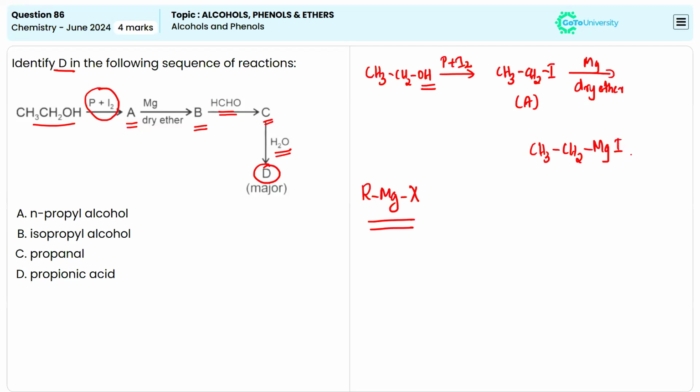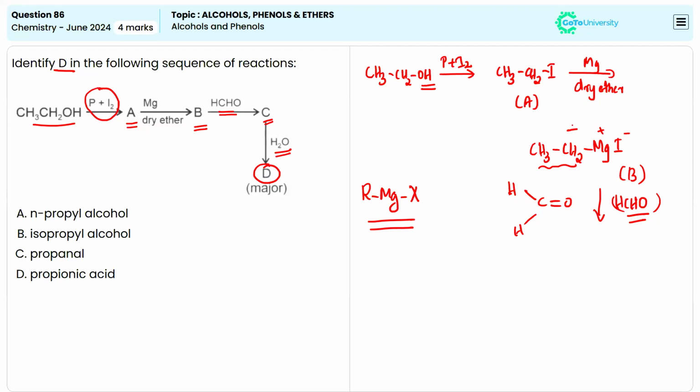So this is B, and now we have to convert the B by the reaction with formaldehyde, HCHO. When this HCHO is reacting with this Grignard reagent, we have to know how they are reacting. So before that, I am considering the whole reactant like this. Then I can explain the mechanism. This is the HCHO, right? So how is this Grignard reagent reacting with formaldehyde? In the Grignard reagent, we know this R group has a negative charge. Magnesium is positive, it is a metal, and the halogen is negative.